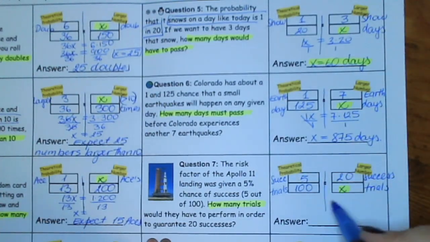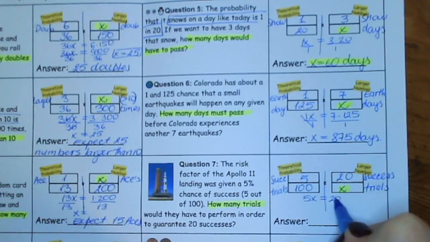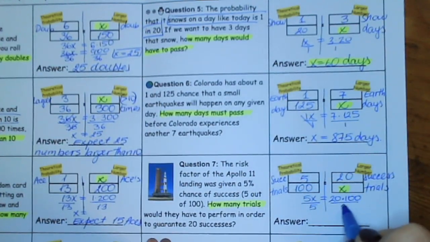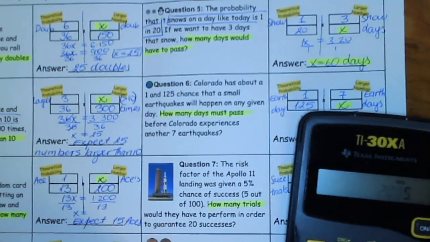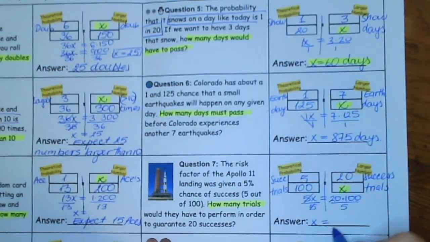Cross multiply, 5x one way equals 20 times 100. Multiply 20 times 100, then divide by 5. And that will be the x value, the number of trials. So 20 times 100 is 2000, and then divide by 5. That's 400 trials.